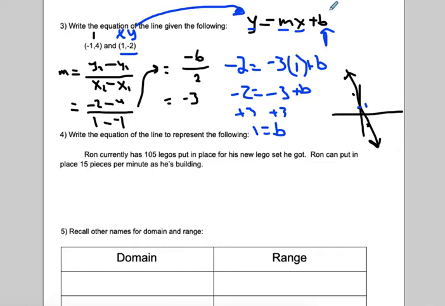Let me find a color here. So what we needed was our slope, which we found to be negative 3, and our y-intercept, where it crosses the y-axis, was at 1. So this should be your equation for that line.